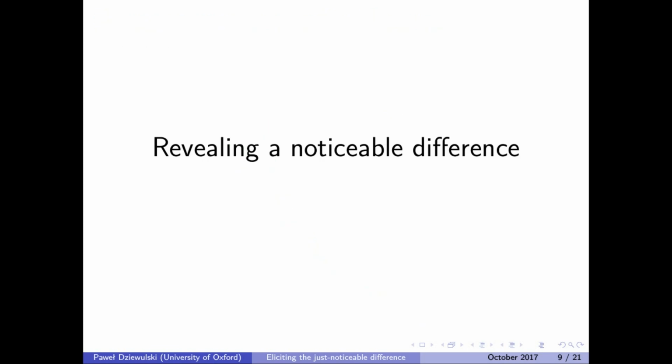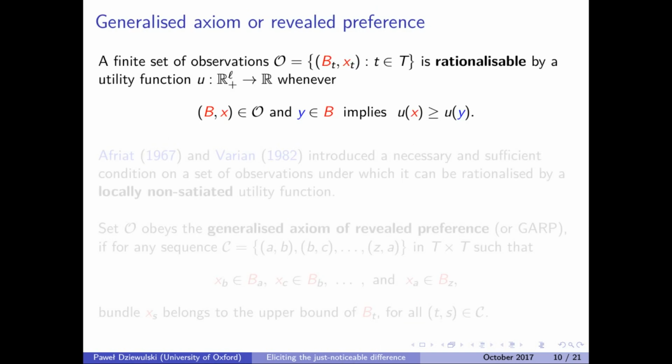Having stated the definition, I now show how to infer the noticeable difference. Before I dive into the details, I find it convenient to make a short digression and recall the classical result by Afriat that determines the necessary and sufficient conditions under which a set of observations can be rationalized by a locally non-satiated utility function. A set of observations, defined as previously, is rationalizable by a utility function u if and only if, for any observation (B, x), bundle x yields a higher utility than any other available bundle y.